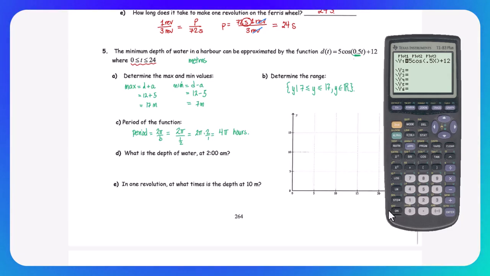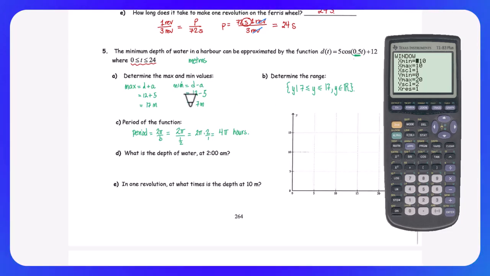Now, in this case, we need to set our windows up, but we're going to use our range values of 7 to 17 to help us, because that means the y has to be at least 17. So we're going to make our y max go to 20. And I'm going to keep the y min at 0. If you wanted to go say 5, that's okay.